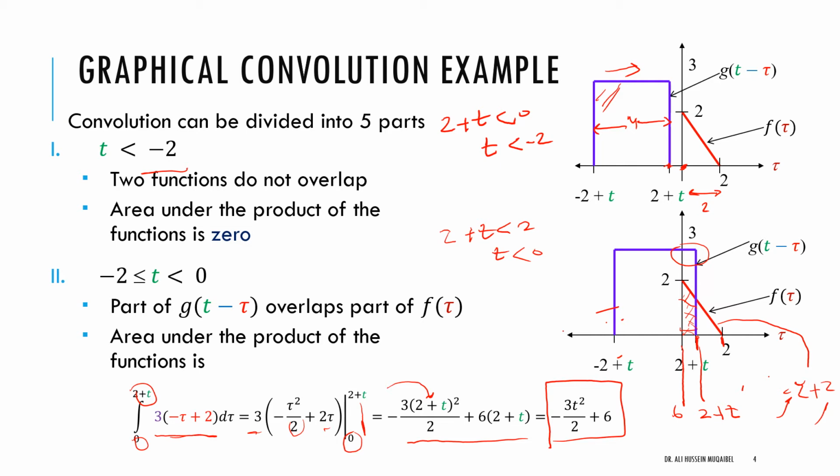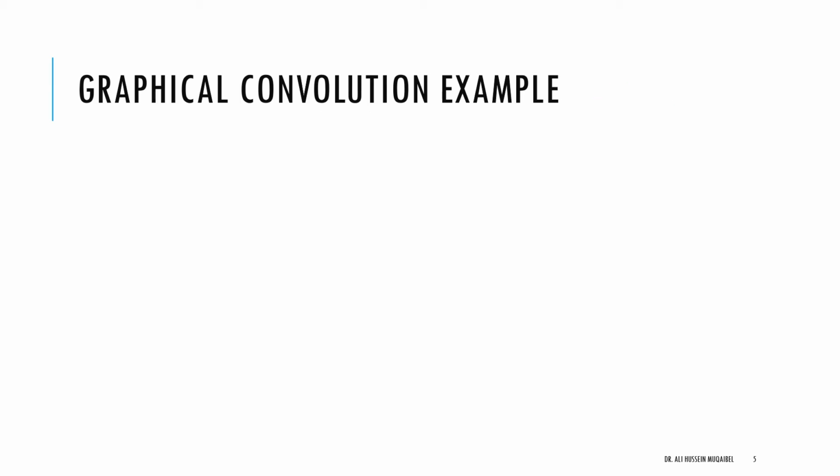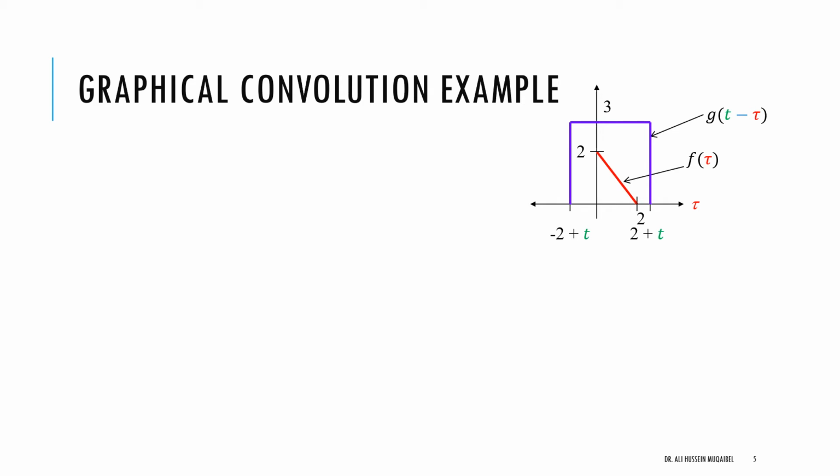In the next slide, we'll continue with part 3. In part 3, you can see here that we have full overlap. Remember that the purple signal is wider. It has a width of 4. The other one is just 2. Remember our last limit was 0. So this will continue to be true as long as we don't get outside. So this is 0 and this is our edge. So we'll have full overlap as long as minus 2, we're moving in this direction, plus t is less than 0, or t is less than 2.